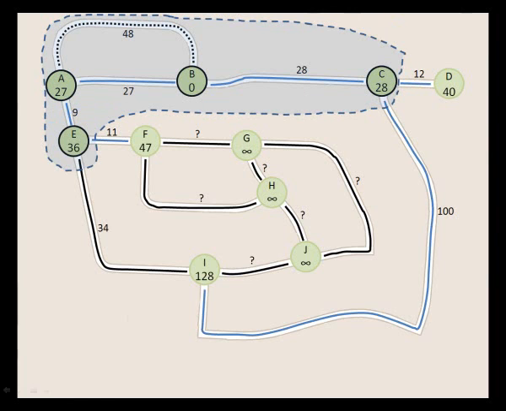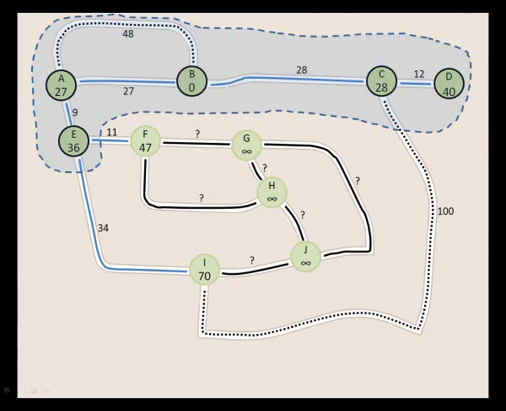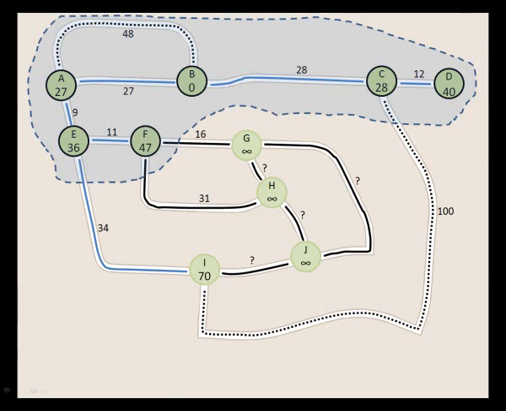Here we find that going from E to I would add 34 seconds onto the already 36 seconds, resulting in 70 seconds, which is faster than our current time for I. So we update the label and change the edges to reflect our current shortest path. D doesn't have any unvisited incident edges, so we simply add the next vertex to the cloud.